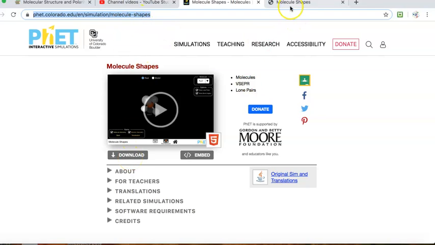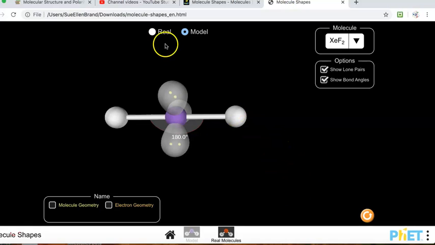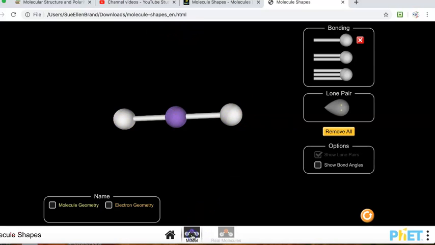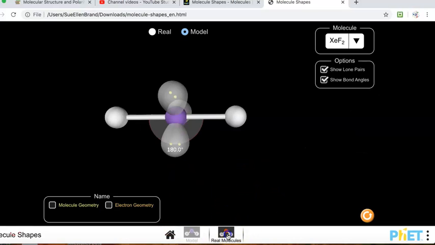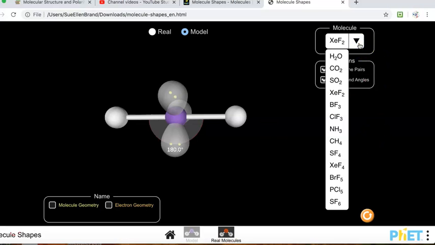Okay, and then this page is going to pop up. Now, the default page is showing it's on model here. Actually, it's going to ask you to choose between model and real molecules. So I'm going to be using real molecules. Okay, and then there's a drop-down list. Okay, so I wanted to show you examples of the ones we just looked at.